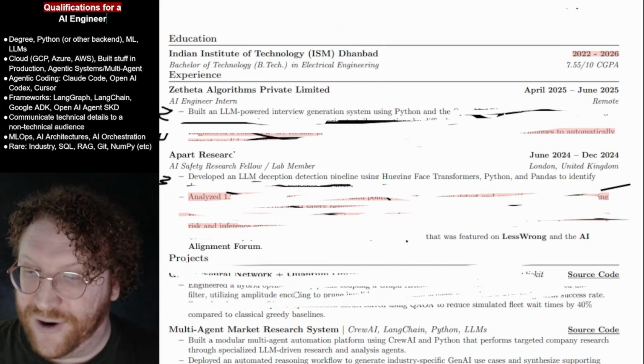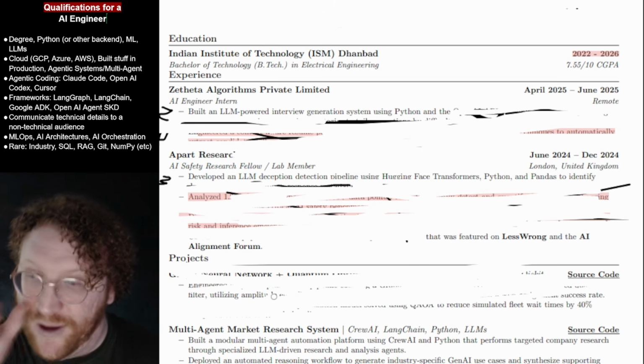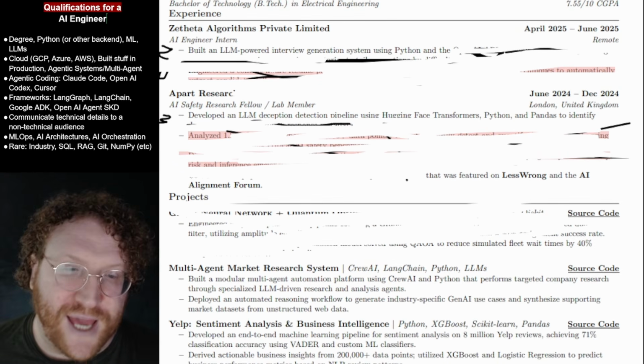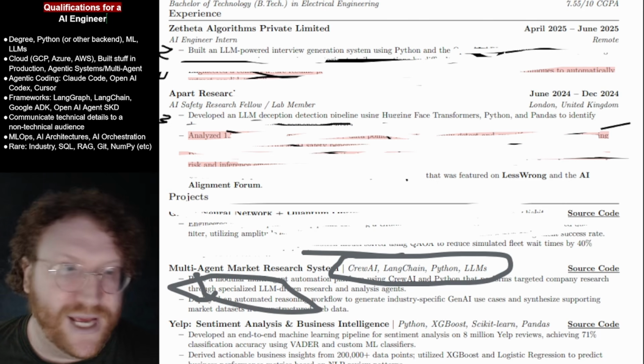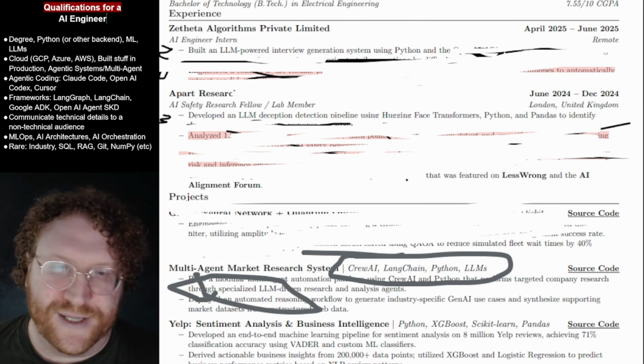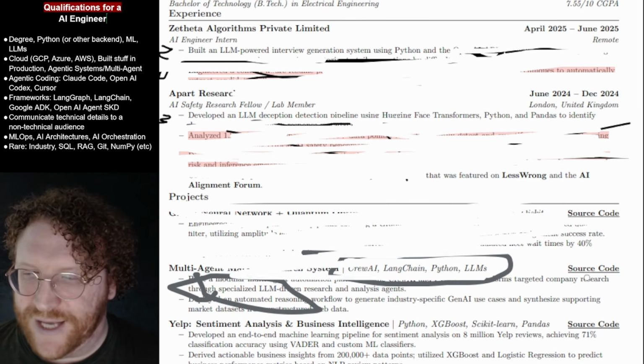Then this doesn't matter. This doesn't tell me how you did it. Remember, this doesn't count. You cannot put it here. You have to put it here. If it's not in the bullet points, it doesn't matter. So this doesn't count.